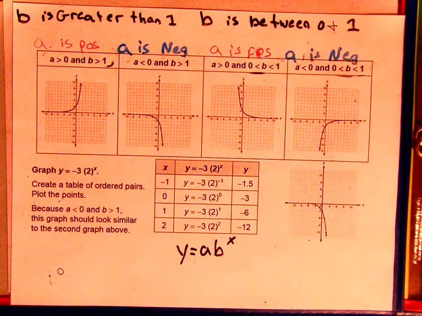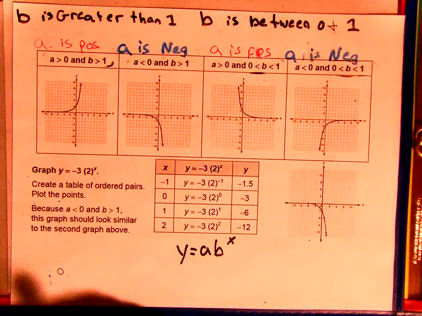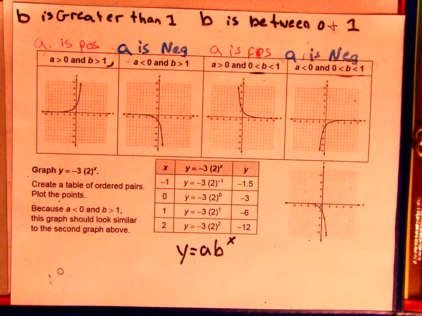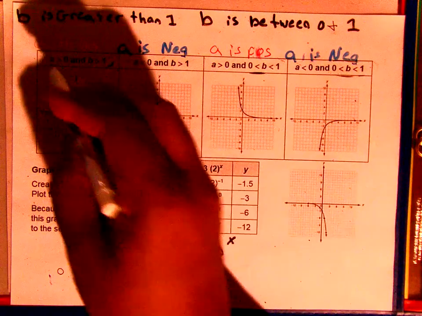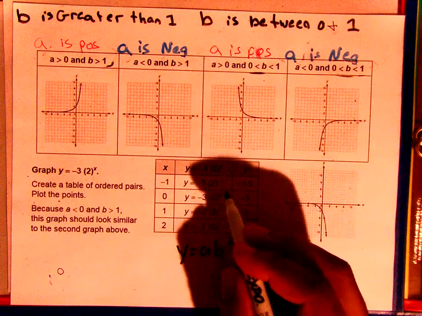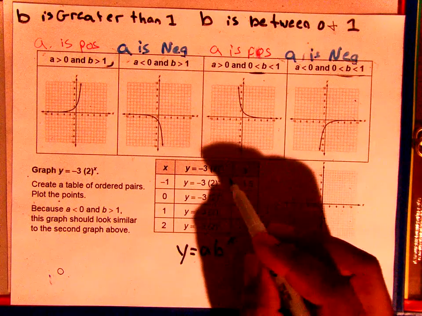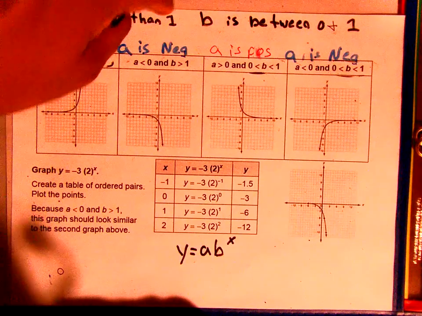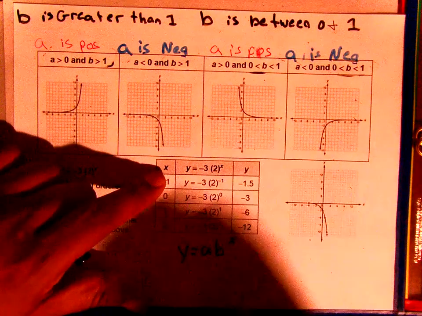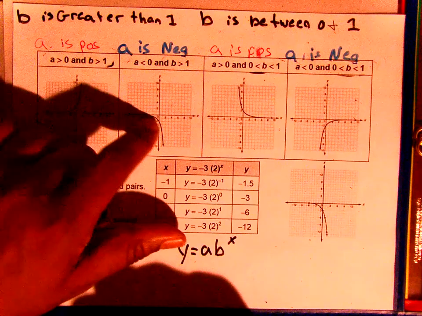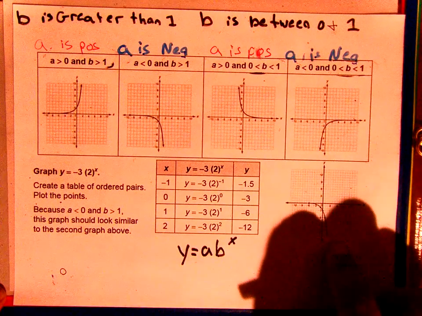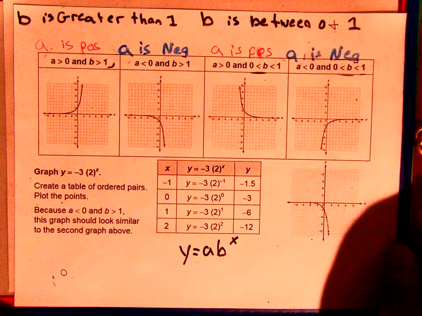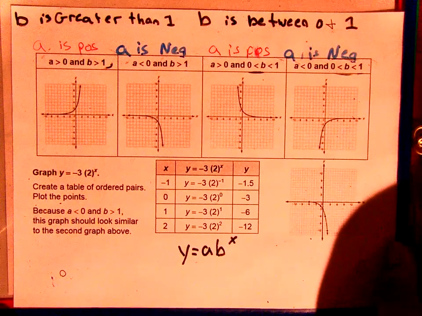If you take a look at the example given here, y equals negative 3 times 2 raised to the x. The negative 3 is the a, and it's negative. And the b is greater than 1. So since you see that, you can tell that it's going to look more like this here, and that's what you got when you graph it. So we'll take a look at graphing some and see what type of end behavior we have. I'm going to talk about end behavior in just a second.